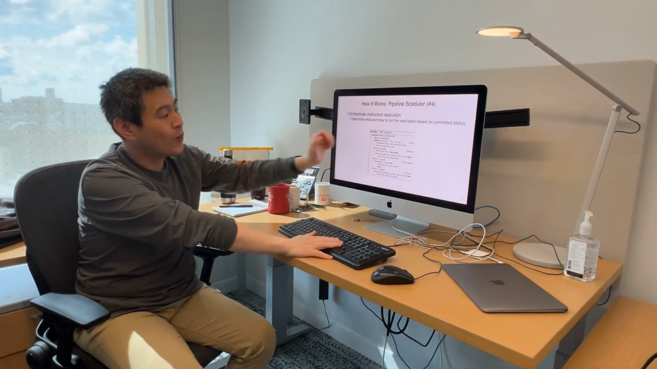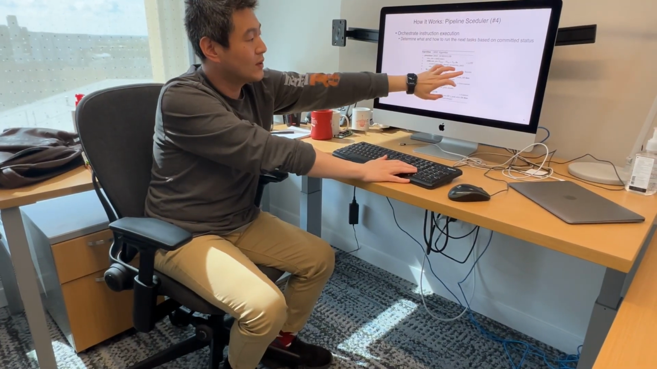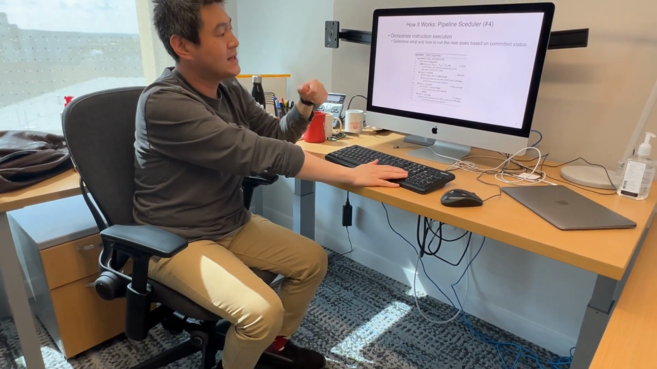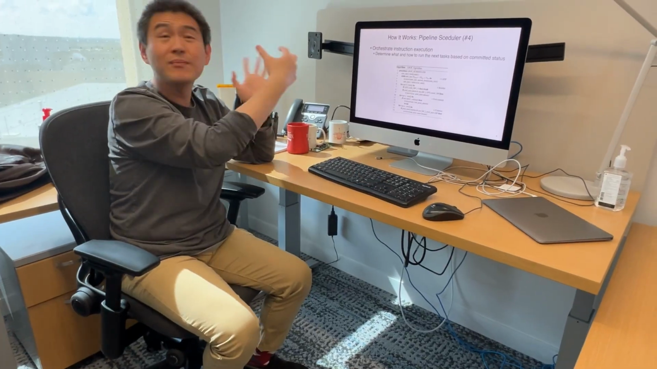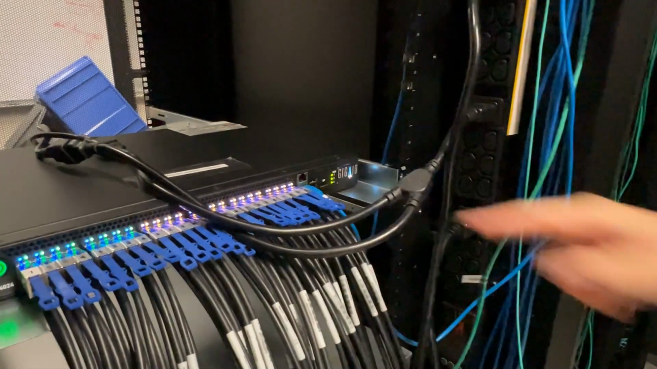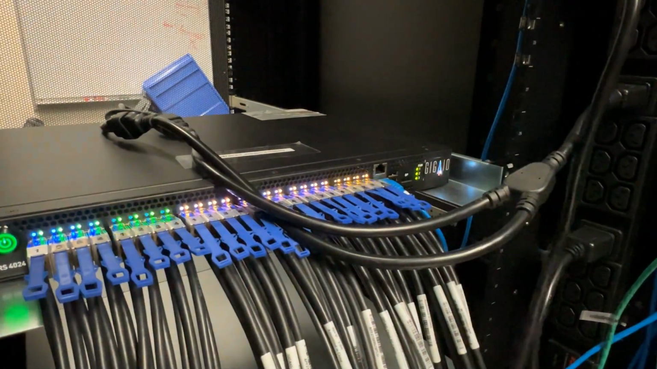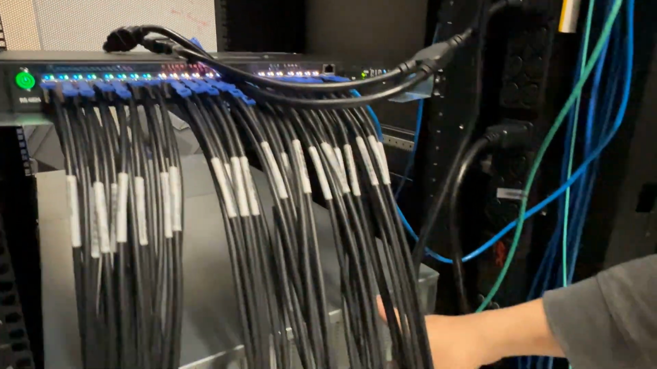And the last one is the pipeline scheduler, which is the scheduler itself. And you can see, without the first 3 components, the scheduling will not happen. The scheduler has to rely on these 3 things to achieve efficient scheduling. Combining these 4 things together, we are able to run applications effectively on these composable GPUs.